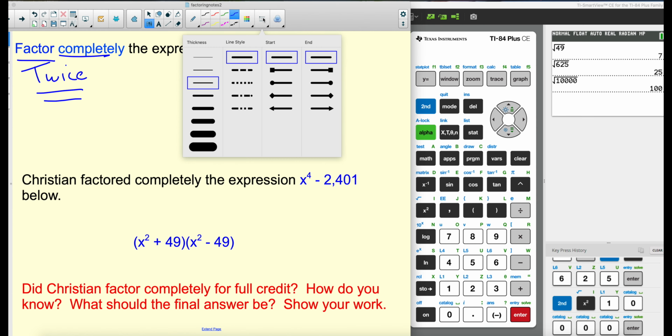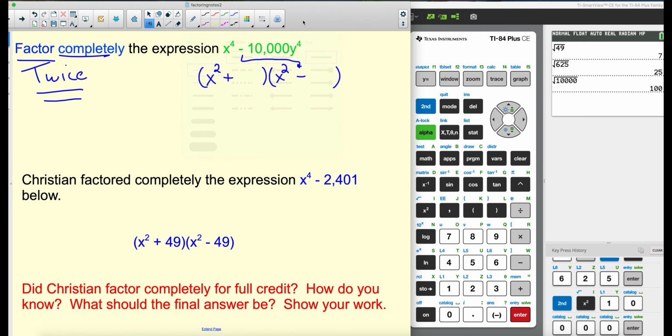But guys, it's not just 100, because what do you notice that is next to the 10,000? It's y to the fourth. So it's actually 100 y to the second. Don't forget that y to the second. And the Regents snuck that in there on you.